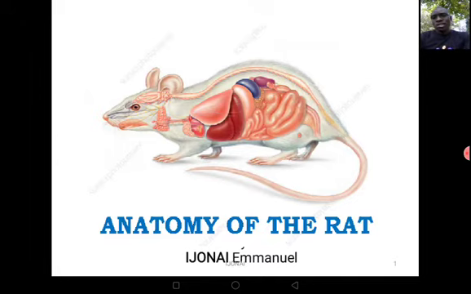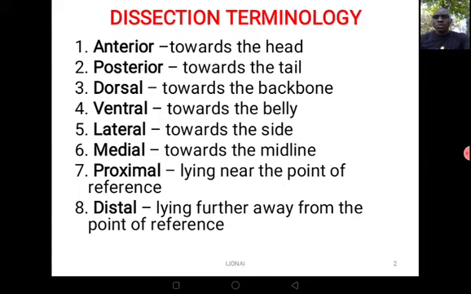We shall look at, to start with, the external anatomy of the rat, and then later on we shall go to the internal anatomy, where we shall look at other structures which are found inside the body. But for now, welcome to the external anatomy of the rat. And before we go into the structures, allow me to take you through some of the key terms that we always use during dissection. These terms are often used even during examination, and learners ought to know them so that you are not caught off guard.